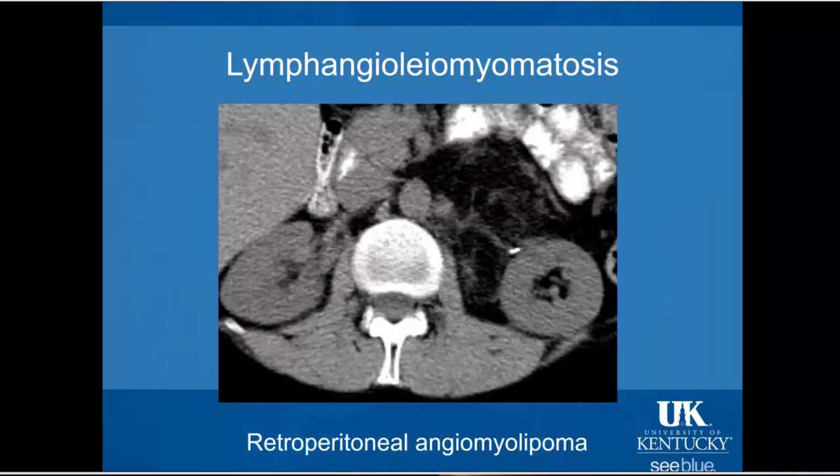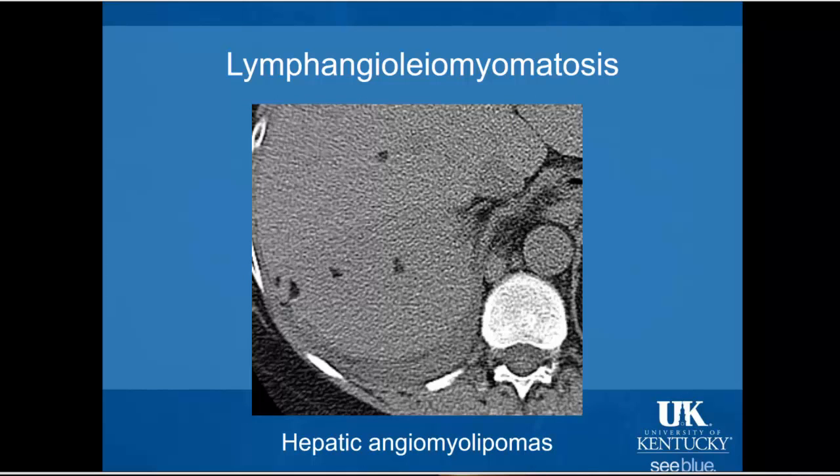Remember, there's an association with angiomyolipomas in this patient. The renal ones are the ones we talk about frequently, but they can occur in multiple different organ systems, like the retroperitoneum in this patient. Here's another example where the patient had developed hepatic angiomyolipomas as well, small little hypodensities inside the liver parenchyma that are fat attenuation.